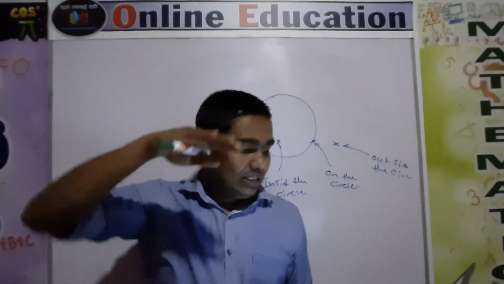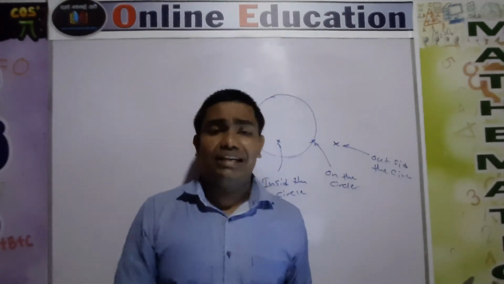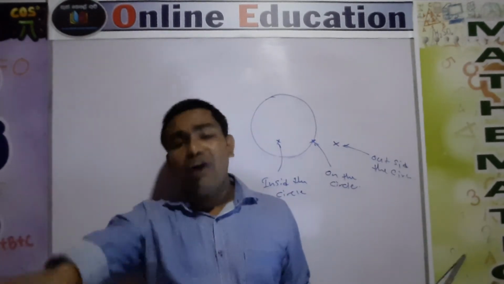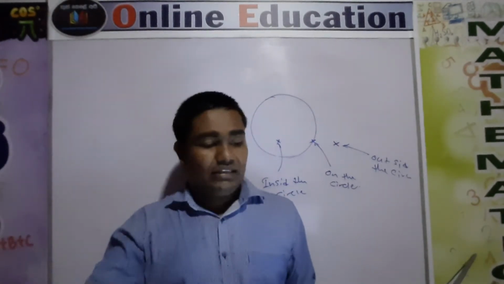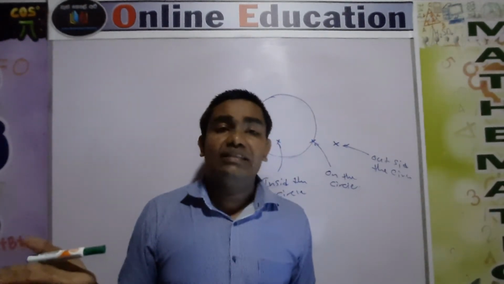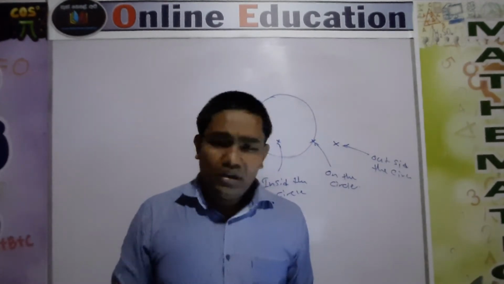Which letters indicate positions outside the circle? That is not inside, that is not on, but outside. Only K. Only K is outside the circle.